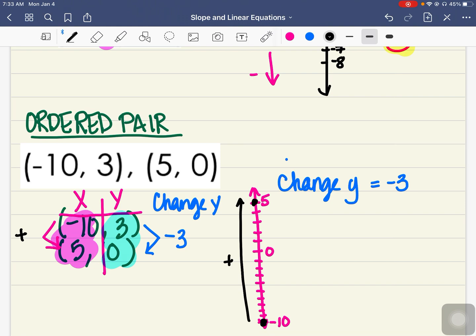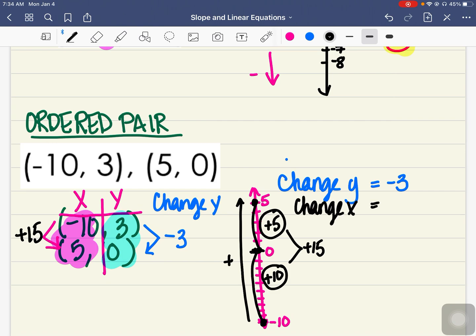Well, from negative 10, 0 is always a good point because from here to here is plus 10. And then from 0, because 10 to 0 is 10. And then from 0 to 5 is a plus 5. So plus 5 and plus 10 make plus 15. So this is plus 15. So my change in x is plus 15.